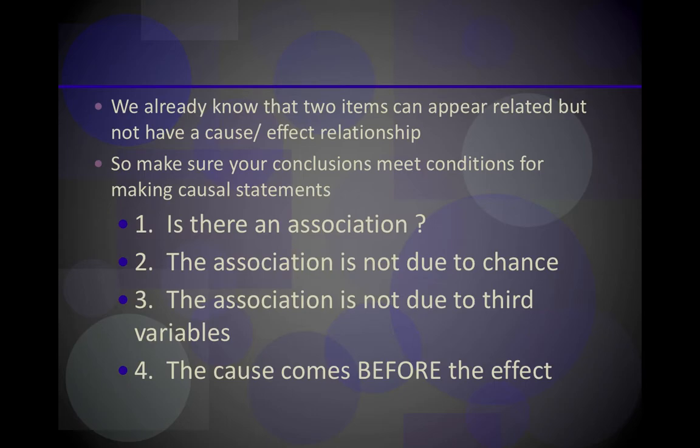We also want to remember that two things can appear related and may be related, but it doesn't mean there's a causal relationship there. First, we want to ask ourselves, is there an association between the two items? We have to make sure it's not due to chance. If you've taken statistics already, we're testing to see if it's statistically significant. We also have to check that it's not due to a third variable. And finally, the cause has to come before the effect.